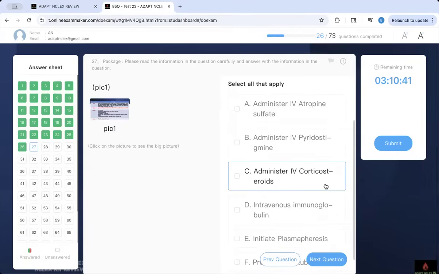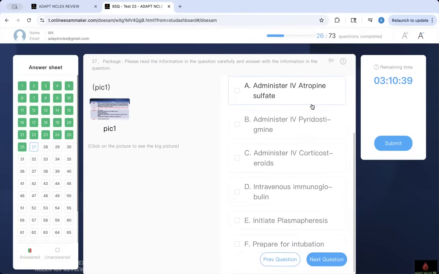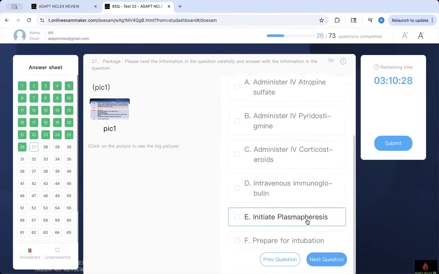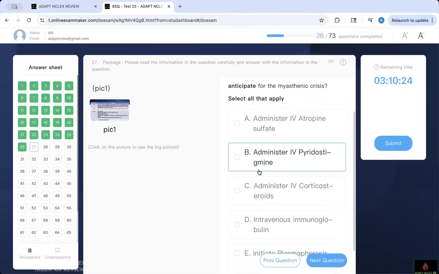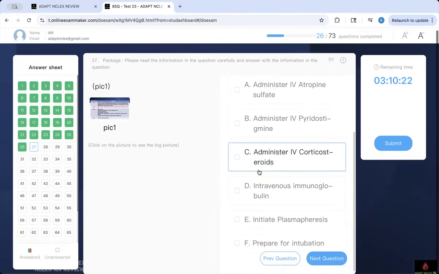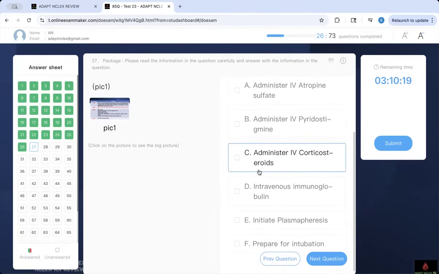So in myasthenia gravis crisis, do you give them atropine? Do you give them neostigmine, pyridostigmine? Do you give them steroid? Do you give them immunoglobulin? Do you do plasmapheresis or prepare to intubate them? This is very, very important. Pay attention to that. You pick your answer. You don't have to select everything. Pick those that you're 100% confident.